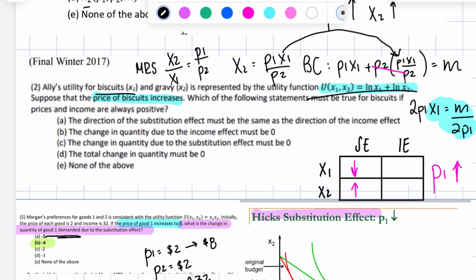That's talking about our income effect. So if it's a normal good, since our prices are increasing, our income is ambiguously decreasing because things are relatively more expensive. And so as income goes down, our demand for this normal good is going to go down as well. That means our answer must be A. The direction of the substitution effect must be the same as the income effect for X1.